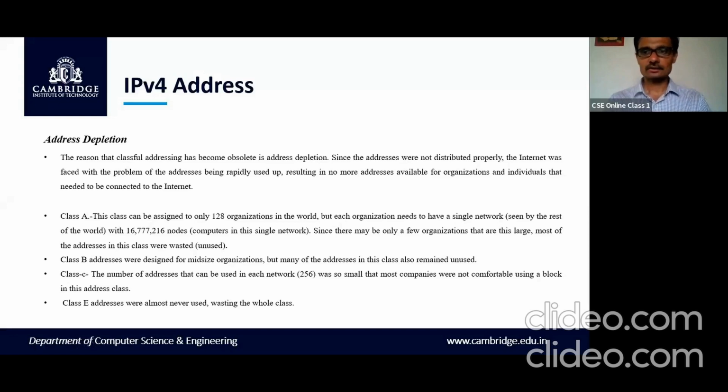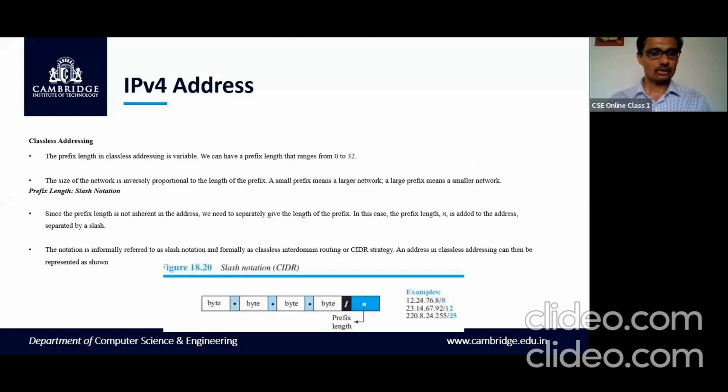mind all these points, they thought, why can't we go for a classless addressing scheme instead of a fixed prefix and suffix? Why can't we have a variable prefix? The variable prefix length can range from 0 to 32. Now here again, how to identify the prefix?